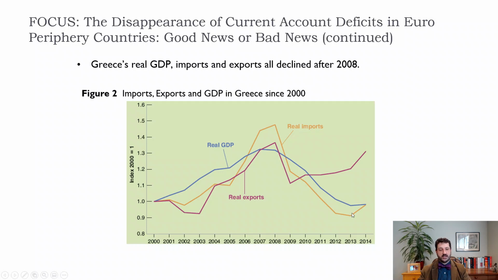Imports fell, as we would expect when GDP falls. Exports fell at first, because there was no exchange rate to boost exports, and it wasn't until 2009, 2010 that they really started to increase, and eventually they did. But you can see in 2014, they're still below the levels they were in 2007 and 2008. So without that exchange rate mechanism in Europe, the recovery in countries like Greece and Spain and Portugal probably took much longer than they would have otherwise.